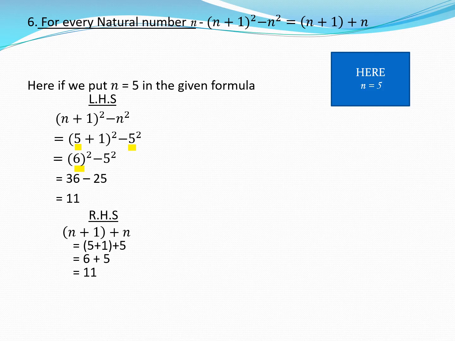Now taking n equal to 5 in the right hand side of the formula, we get (n plus 1) plus n, we take it as (5 plus 1) plus 5 equal to 6 plus 5 equal to 11. So we see that the left hand side is equal to the right hand side, equal to 11. So this property for every natural number holds true.